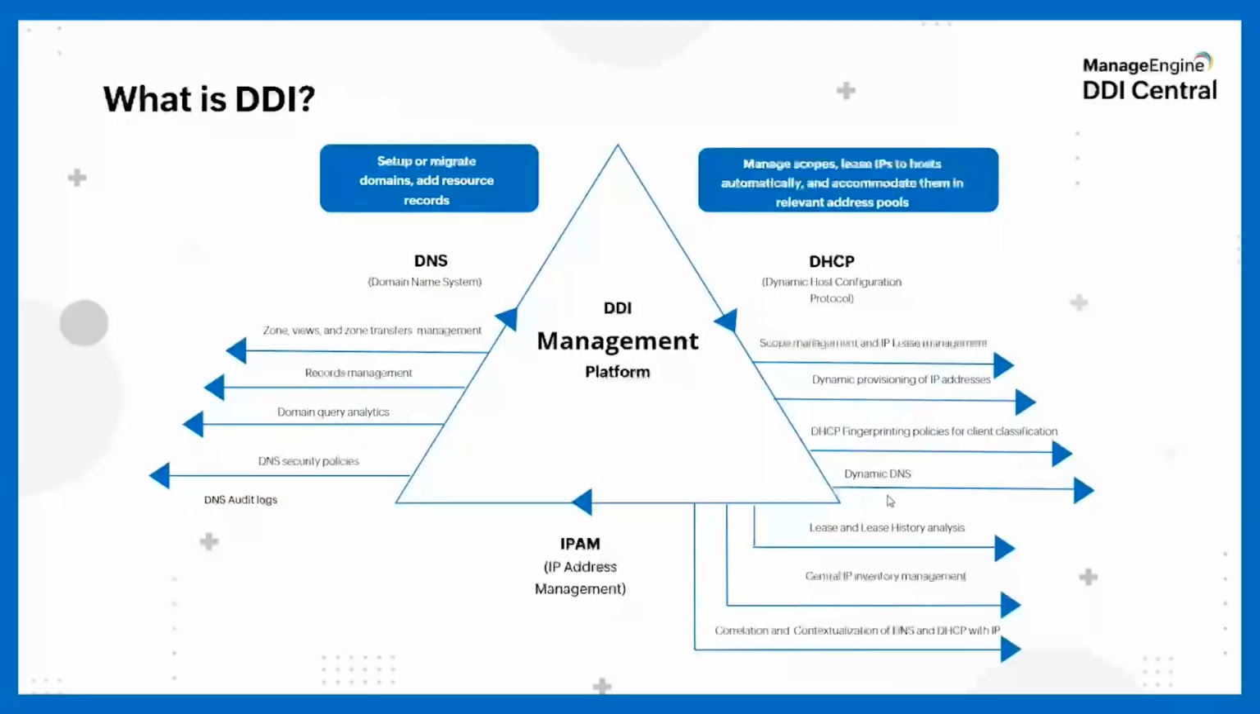DDI is a specialized network management solution that provides a centralized monitoring and administrating console for the three core network services, DNS, DHCP, and IPAM. It enables you to take complete control and gain a holistic view into the configurations and activities of those services. With the DDI solution, you can easily define and manage scopes, dynamically assign IP addresses to hosts, set up custom DHCP fingerprinting policies, manage DNS zones, views, and records, set up DNS security policies, analyze DNS query traffic, review audit logs, manage dual stack IP address inventories of your network, all in a single window.